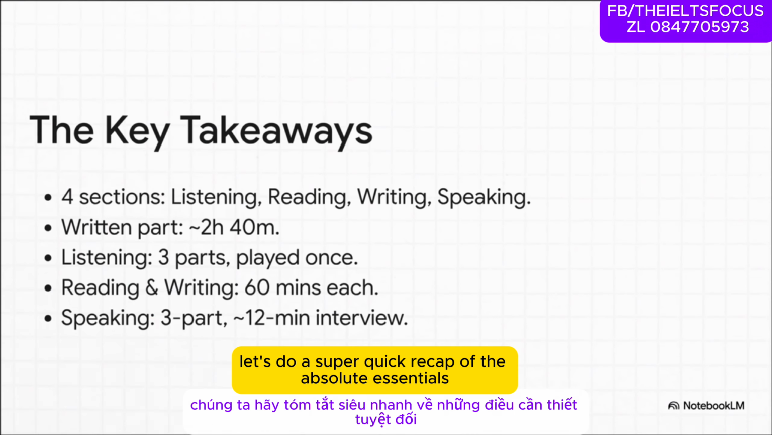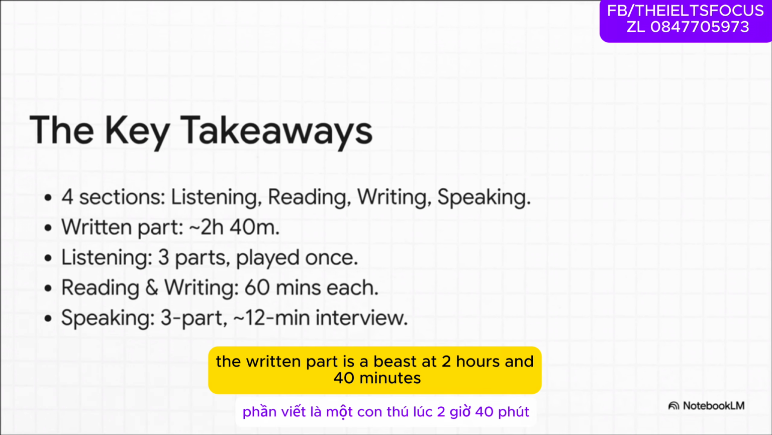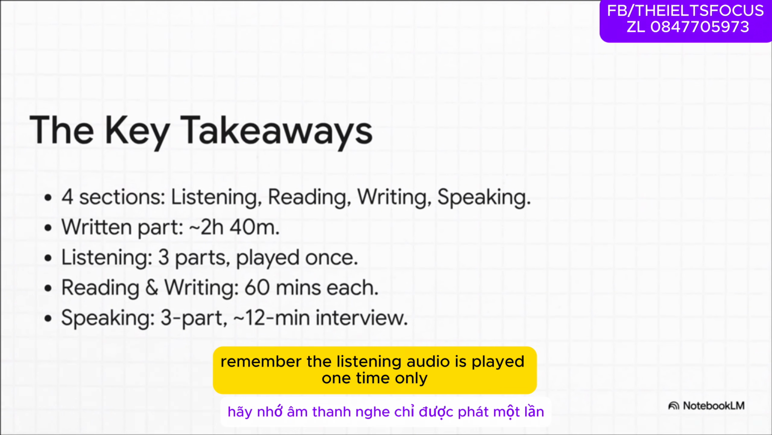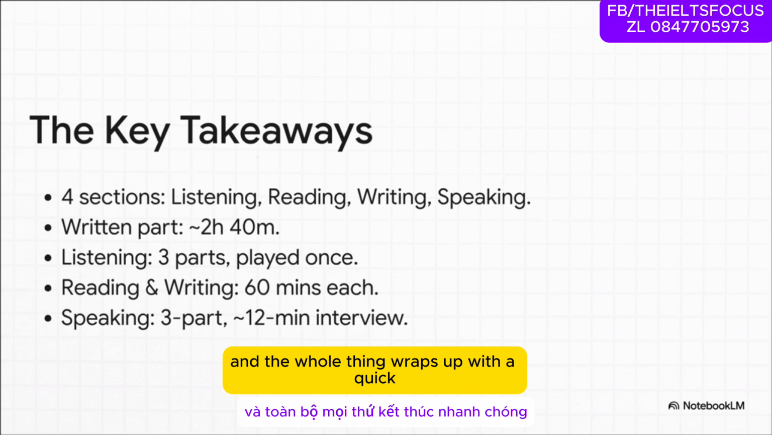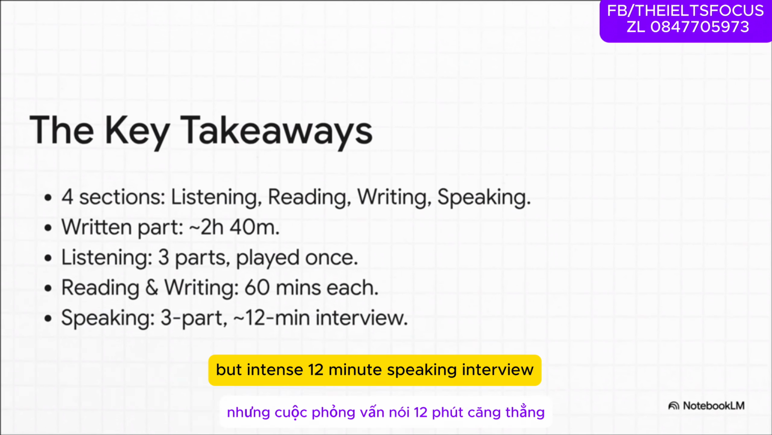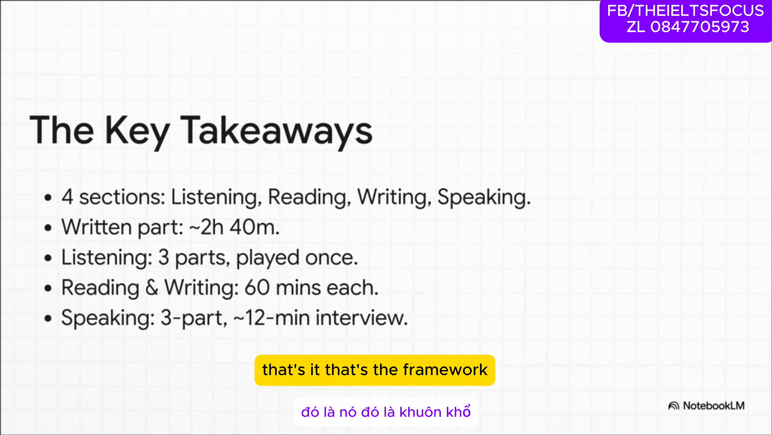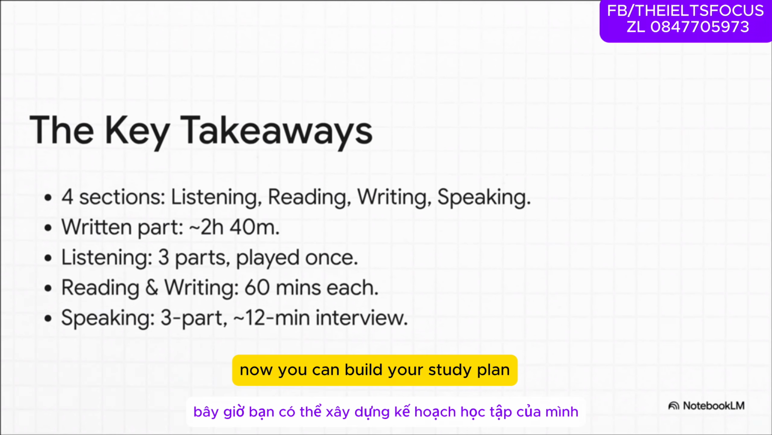Okay, let's do a super quick recap of the absolute essentials. 4 sections total. The written part is a beast at 2 hours and 40 minutes. Remember, the listening audio is played 1 time only. Reading and writing are an hour each. And the whole thing wraps up with a quick but intense 12-minute speaking interview. That's it. That's the framework. Now you can build your study plan.